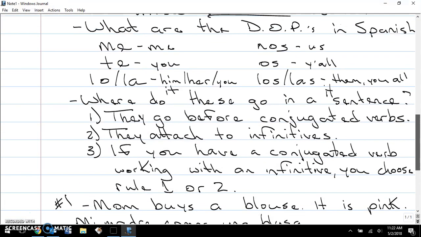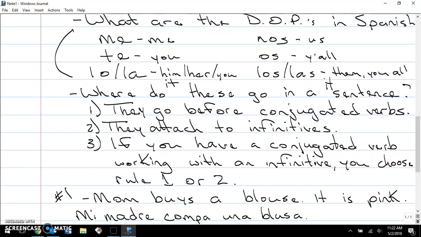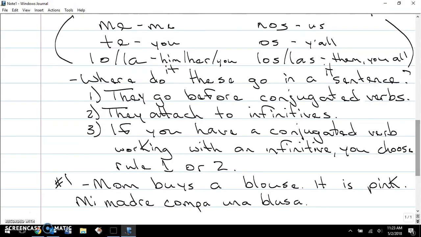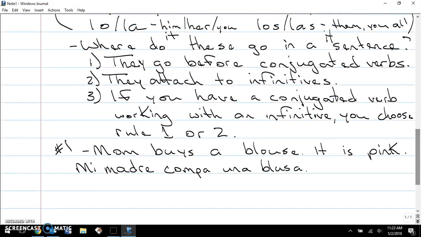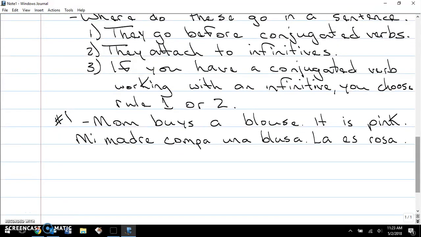Okay? So if we scroll back up here just a tad, and we are looking right here, okay, it's singular, so it's going to be on the left side. Is it human? No, so we're going to use lo or la. How do we decide lo or la? Well, is blusa masculine or feminine? It's feminine, so we're going to say la es rosa. It is pink. La es rosa. All right.